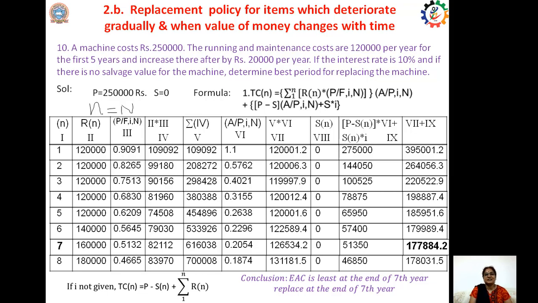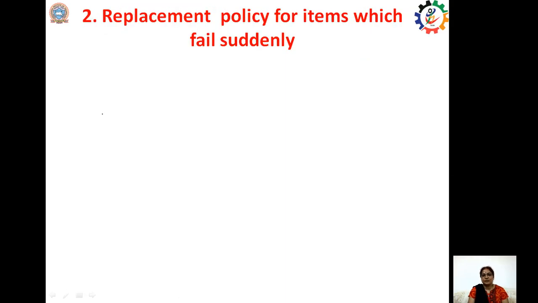But this is still P. P cannot be added to CRC. CRC is an annuity, so this also should be converted into A, then added. So sum it, then convert that into A, then add it to this. So we'll move on to the next problem. The next one I have given as an assignment.